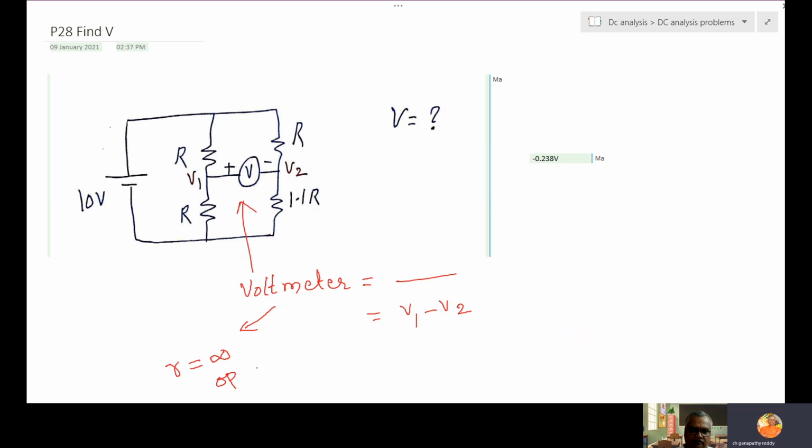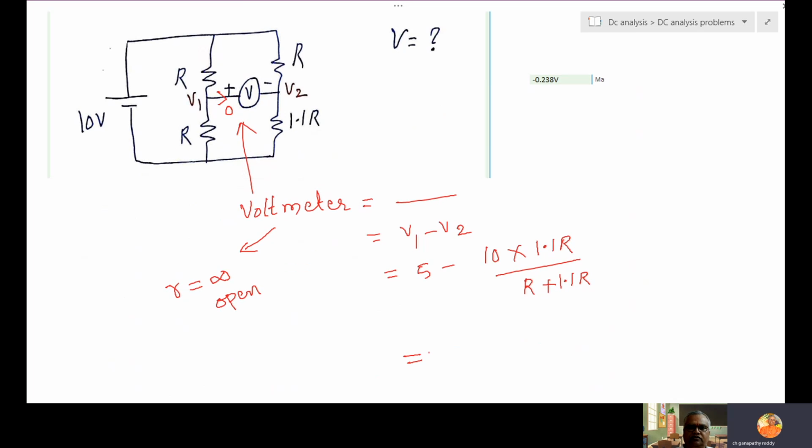Infinite means open. So what is the current in this? 0. So when this loop is open, current will flow here, but not through this meter. So what will be the V1? 10 is divided equally in R and R. So V1 is 5 volts minus, what is V2? 10 into 1.1R divided by R plus 1.1R.